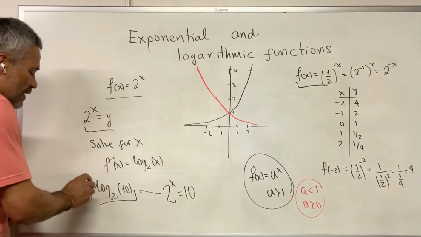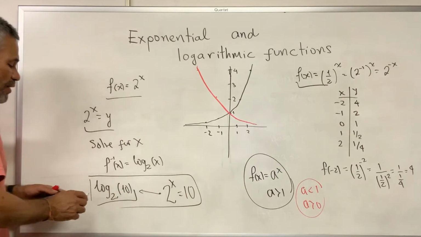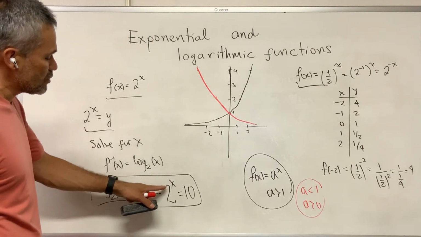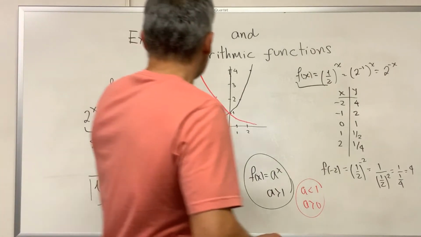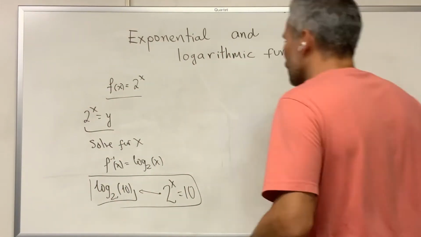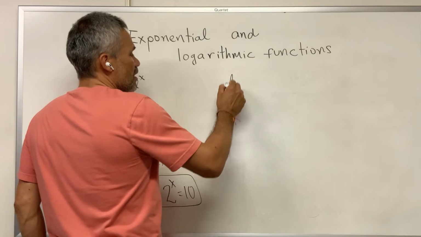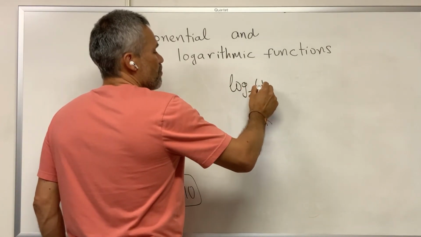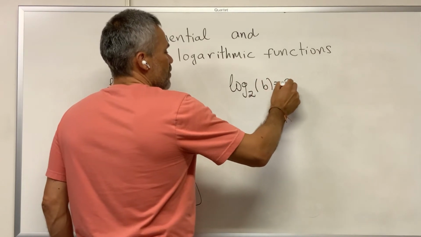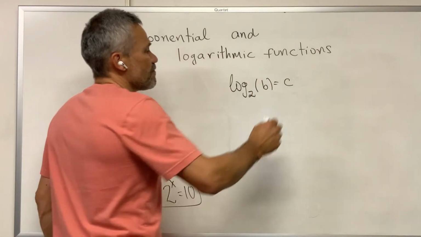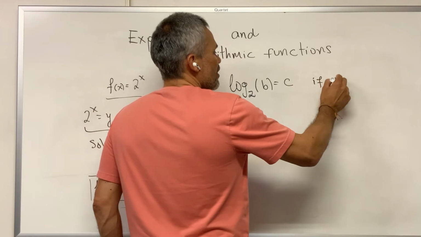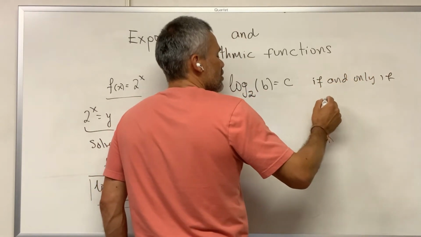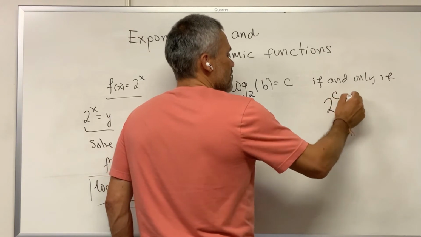With this, we can see the following relation between log in base 2 of a number and 2 to the power of a number. Let's write that down. We have that log in base 2 of b is equal to c if and only if 2 to the power of c is b.